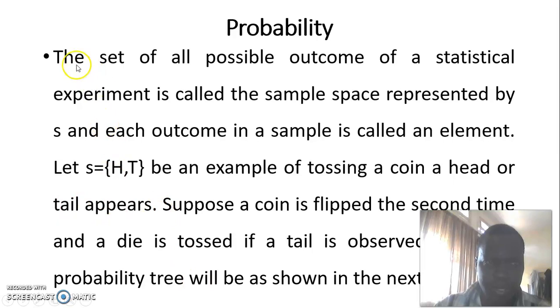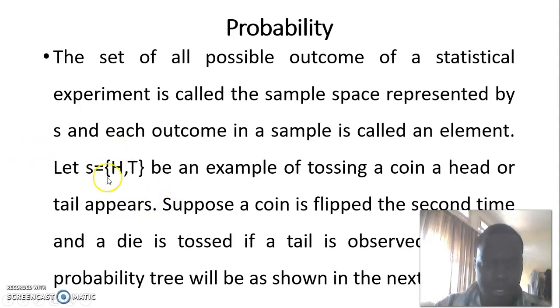Note that a set of all possible outcomes of a statistical experiment is called a sample space and is represented by S. And each outcome in a sample is called an element. So let S be comprised of elements H and T, an example of tossing a coin where a head or a tail appears.